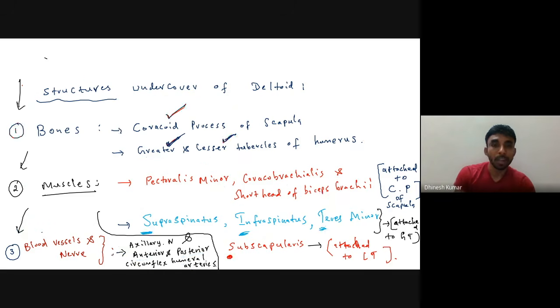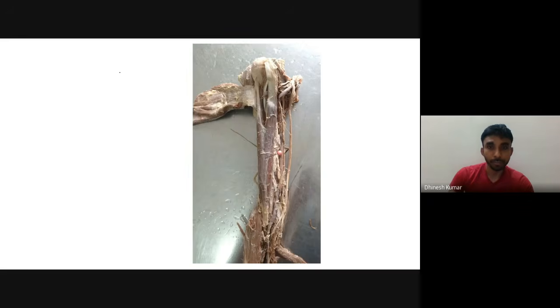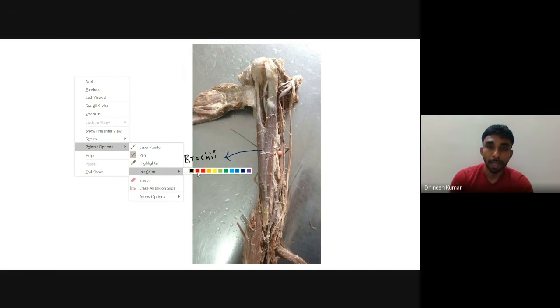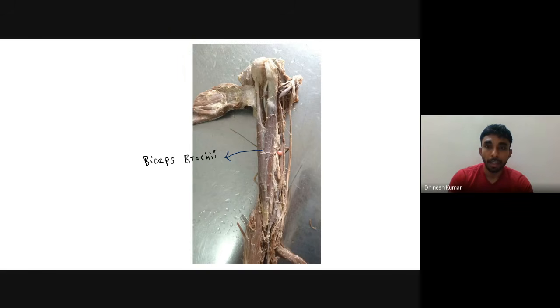Let's move to the next spotter question. Any idea about the muscle pinned in this image? Yes, this is the biceps brachii muscle. How am I saying this is biceps brachii? Because if you trace this muscle upwards, are you able to see the two heads of the biceps brachii? One is this one, another one is this one.